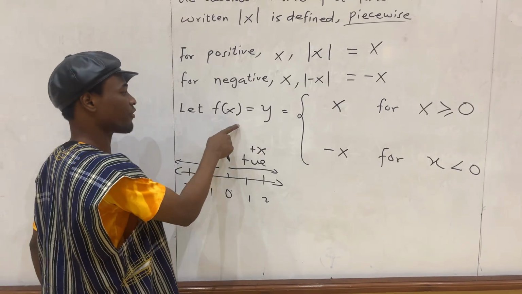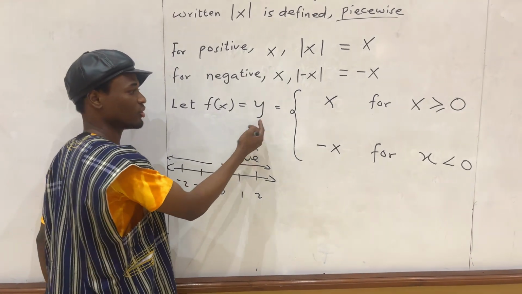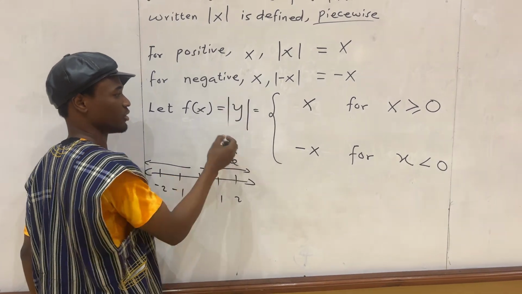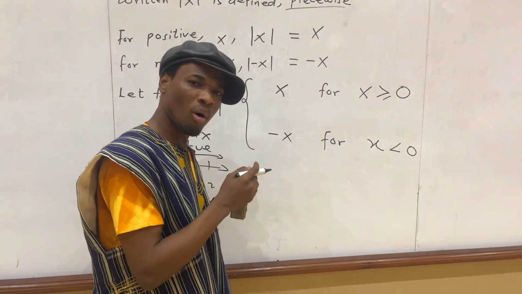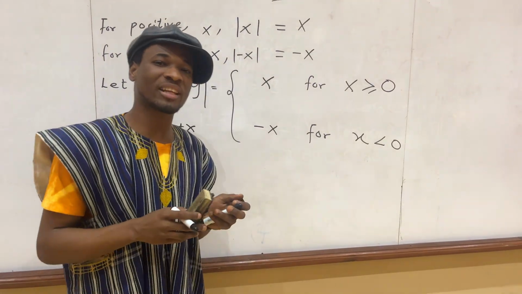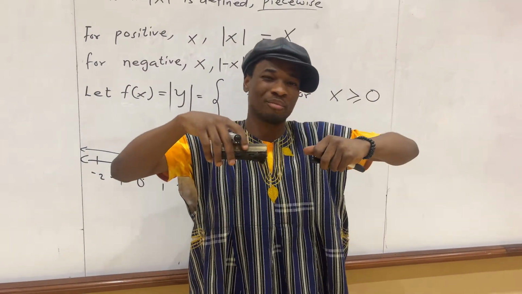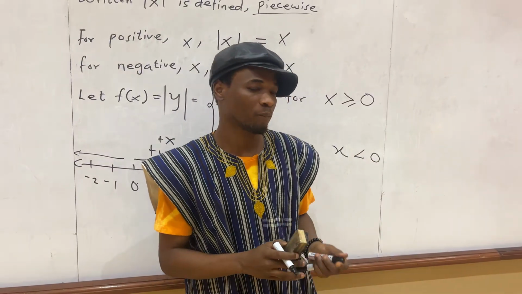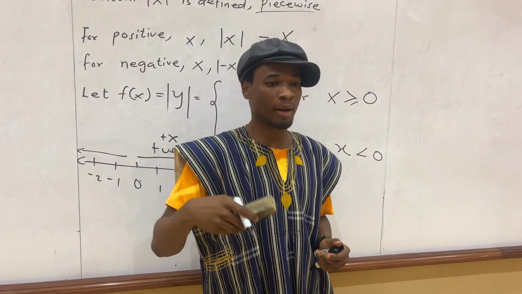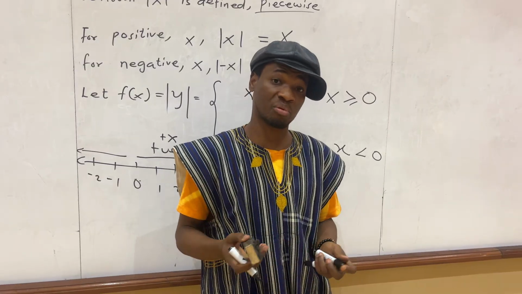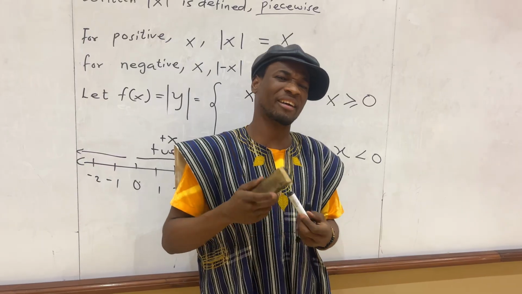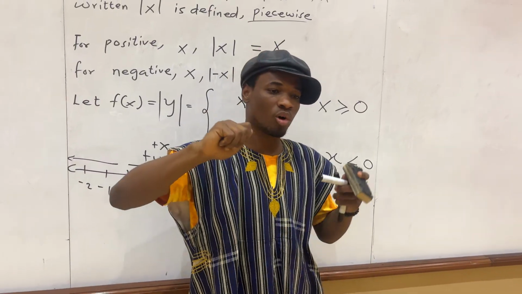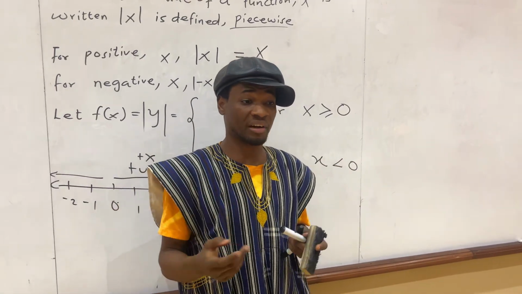Okay, so let f of x be equal to y. The absolute value of this is just this function. To throw more light on this, let us consider any value for x and the absolute value of x, as simple as that. Why are we doing it? We want to do this so that we can see the graphical representation of absolute value functions.